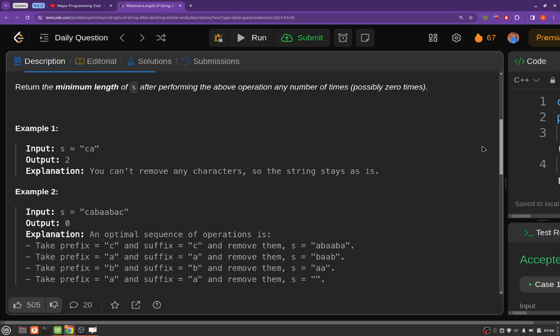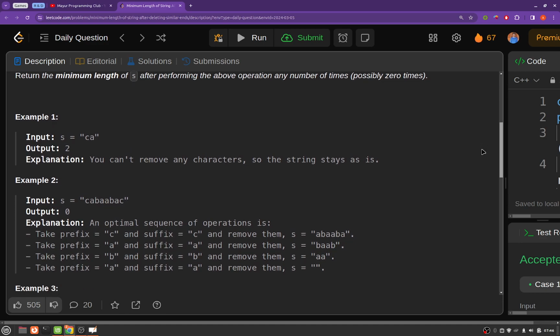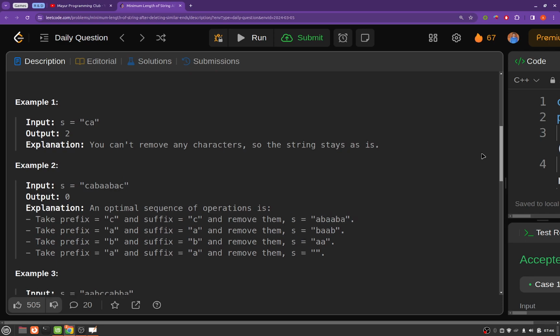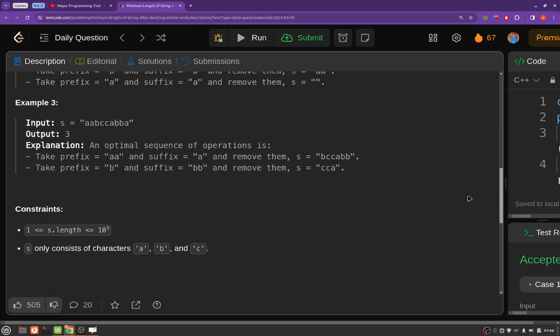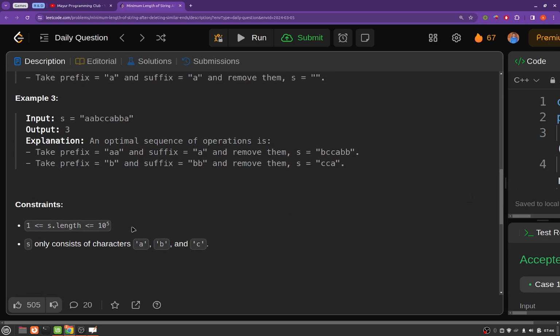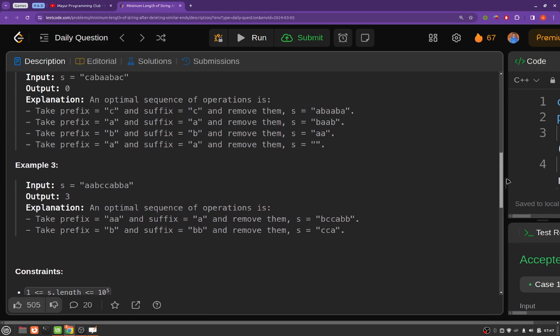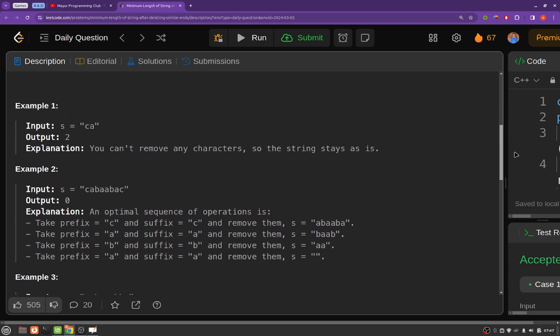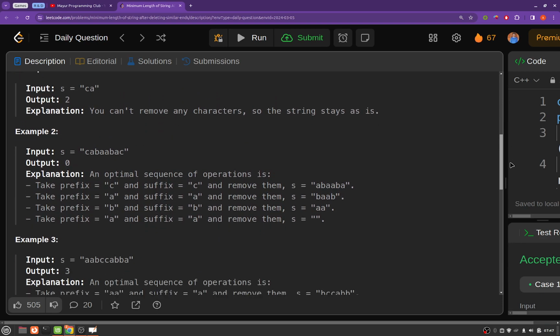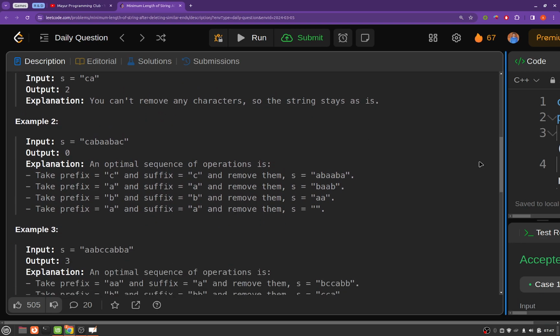Okay, so before moving towards the examples, let's have a look at the constraints. So the length of the string is of order 10 raised to power 5, and there are only 3 characters A, B and C. Okay, so now that that is out of our way, let's move to one of these examples and see how we will be solving this particular problem.